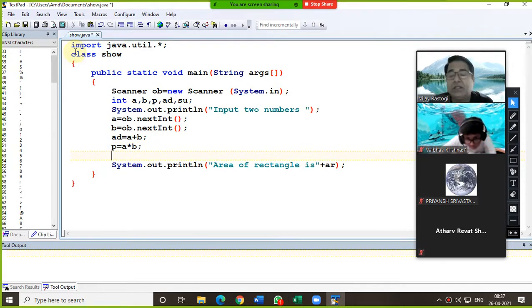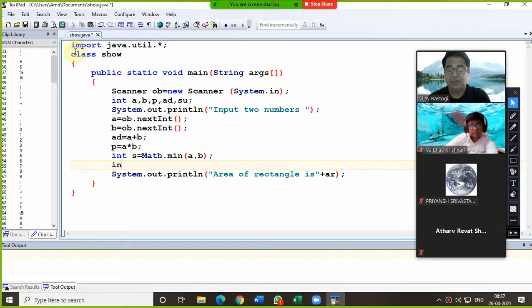For subtraction, if you are subtracting A minus B, in case A is smaller, then you will not get the result in positive. So what we are supposed to do is find the smallest and the largest. For that, we can do it like this. First of all, we can easily find the minimum, the smallest, and the largest.